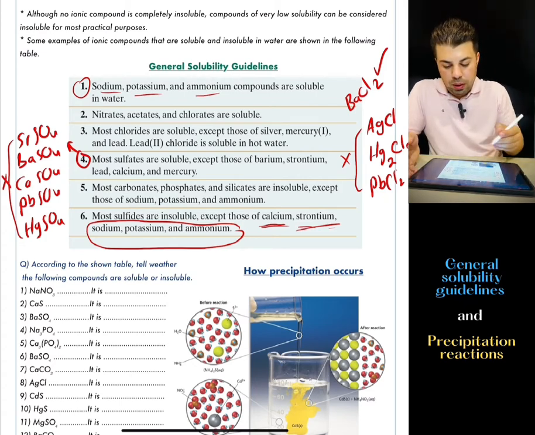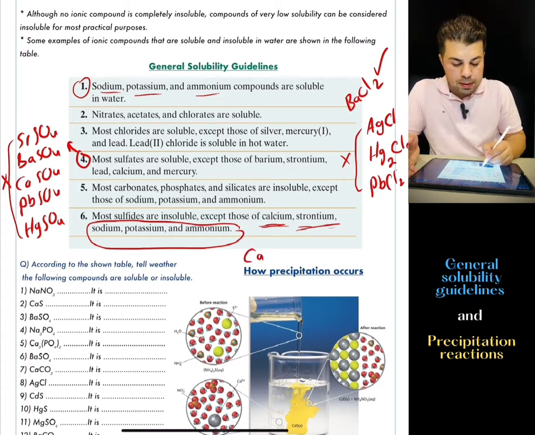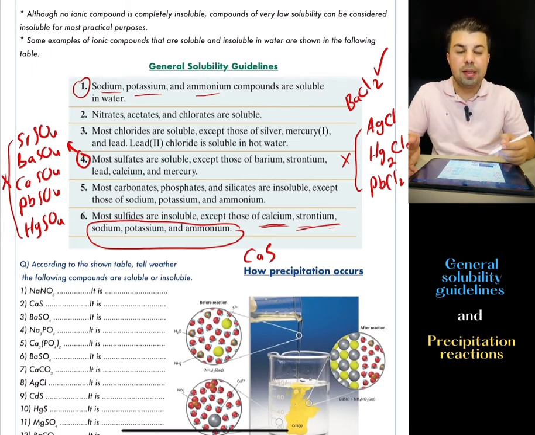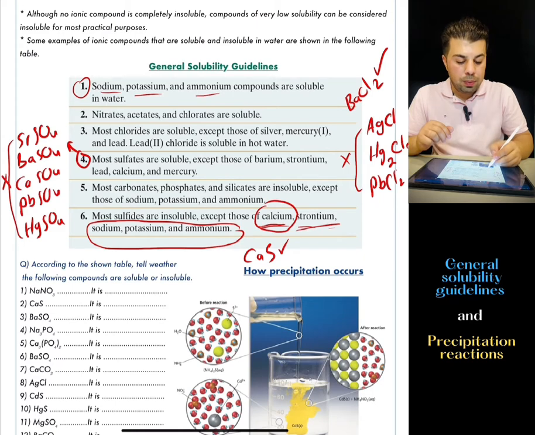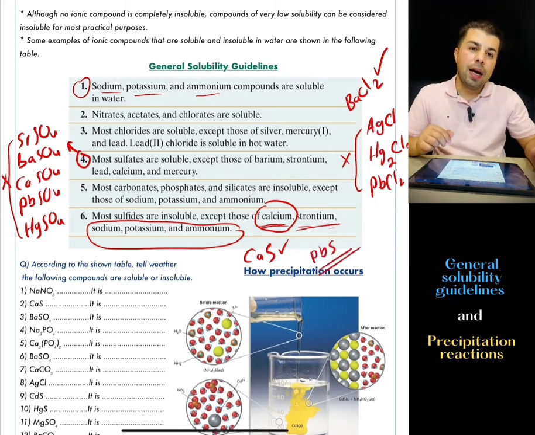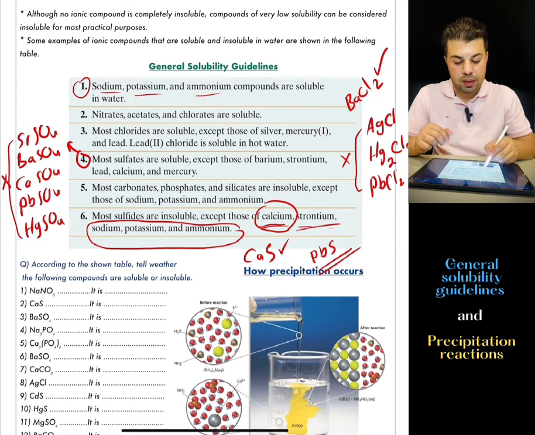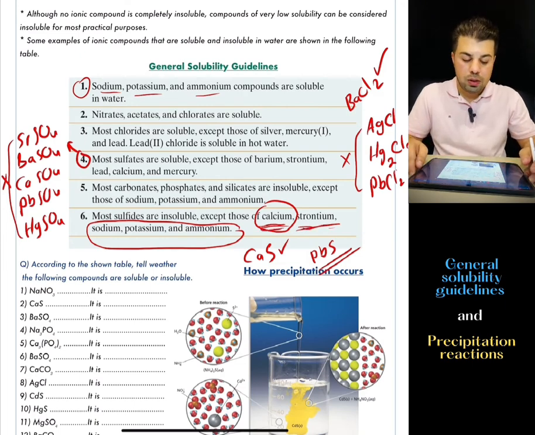For example, here I have, let us say, calcium sulfide. Calcium sulfide is a soluble compound, because here the rule states that most sulfide compounds are insoluble, except those of calcium, strontium, potassium, sodium, ammonium. If we have PbS, lead sulfide is an insoluble compound because it is not one of the exceptions that are listed here. So it is insoluble.